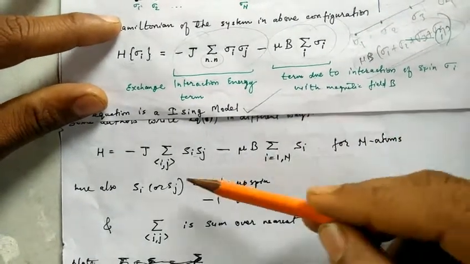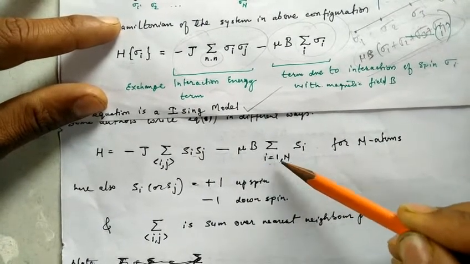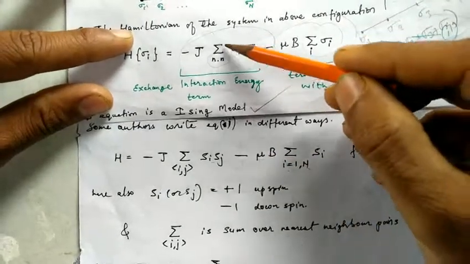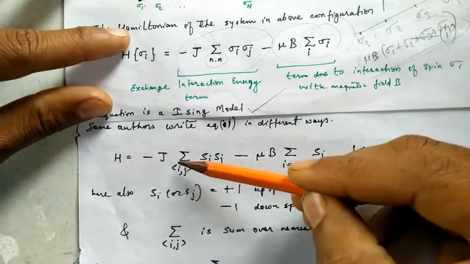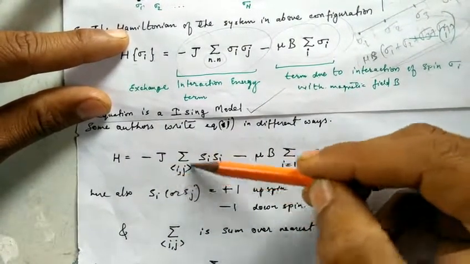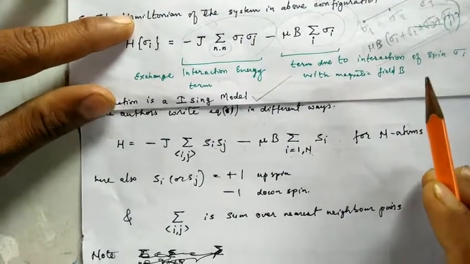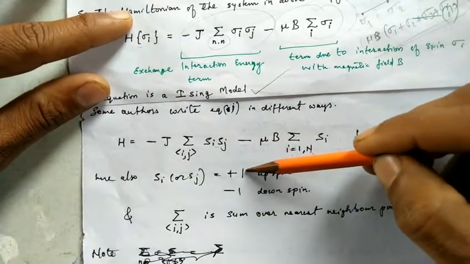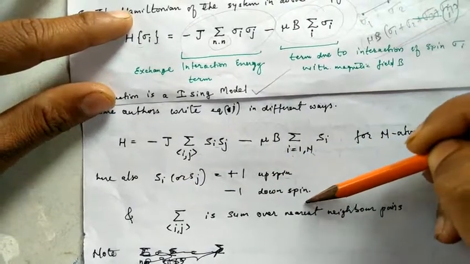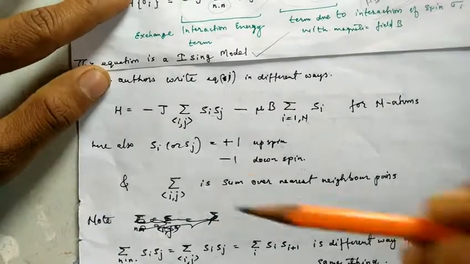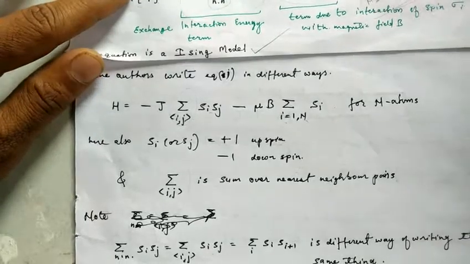So that's why you can see the summation i equals 1 up to n. And here we have written n.n., that means nearest neighbor, and that has been replaced by ij. This also means that the summation has to be done only for the nearest neighbor interaction. Now Si is equal to +1 for the up spin, and Si is equal to -1 for the down spin. And this summation is the sum over nearest neighbor spins, which I have already explained.